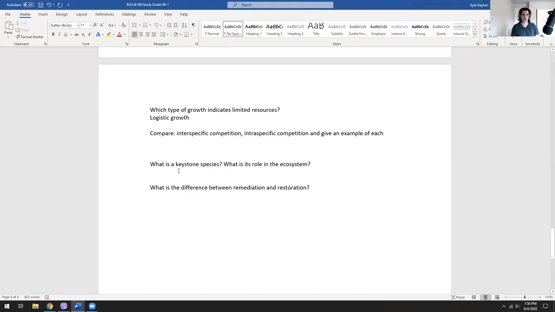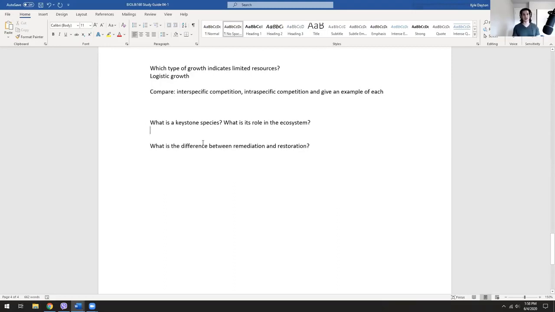Keystone species, what's its role in an ecosystem? So a keystone species is a species that will hold an ecosystem together. And they're doing that by consuming things that could potentially become overgrown.